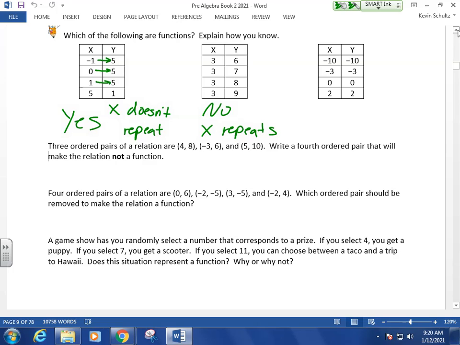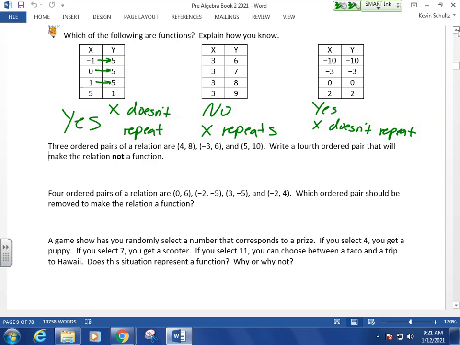Third one, function, yay or nay. Raise your hand for yay. If you're unsure, look at that x column. We don't care about y. Look at that x column. Does x repeat? Okay, it does not. So you yay people, you are correct. It is a function, again, because x does not repeat.